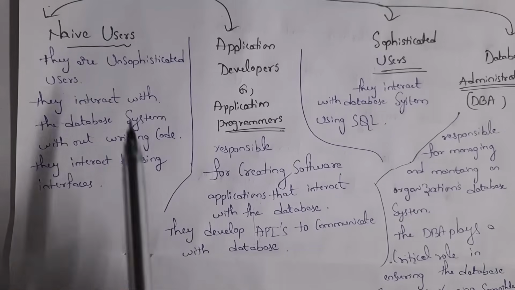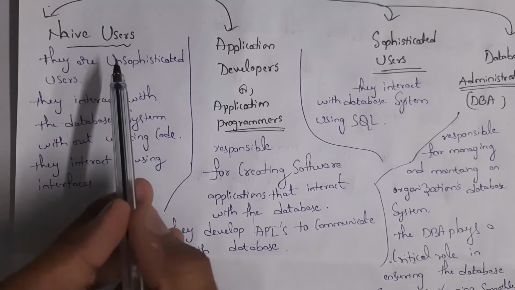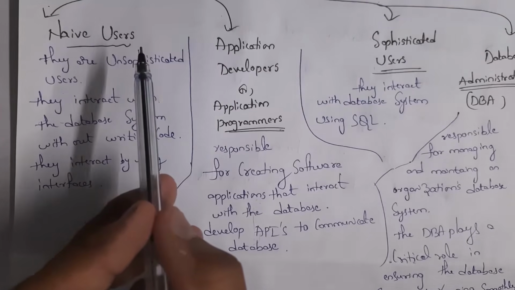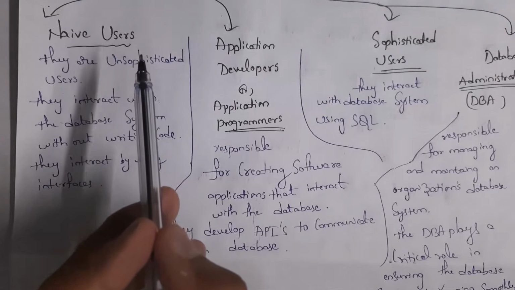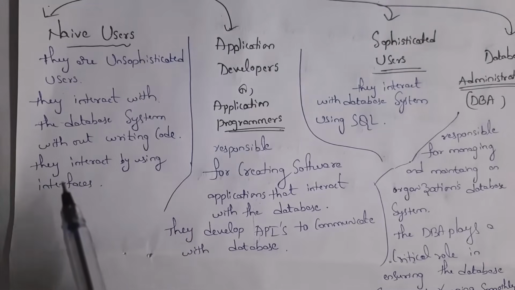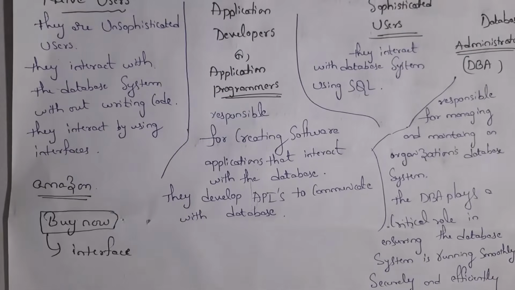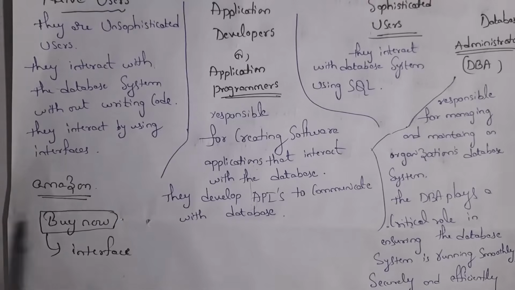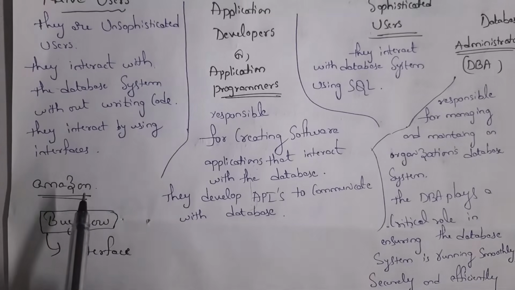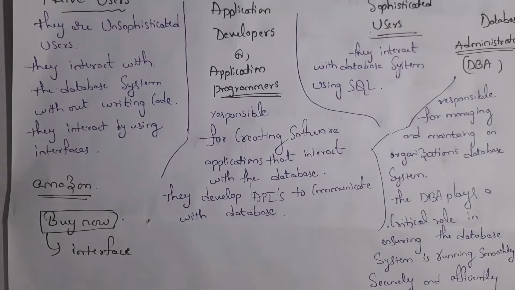Naive users are unsophisticated users. That means these users don't have any knowledge of databases. They don't write any code. Just by using some interfaces, they will interact with the database. For example, if you consider the Amazon application, people using the Amazon application don't have any knowledge of databases. For example, I am a user. I want to purchase a product. So I will enter all my details and then I will just click on this buy now button.